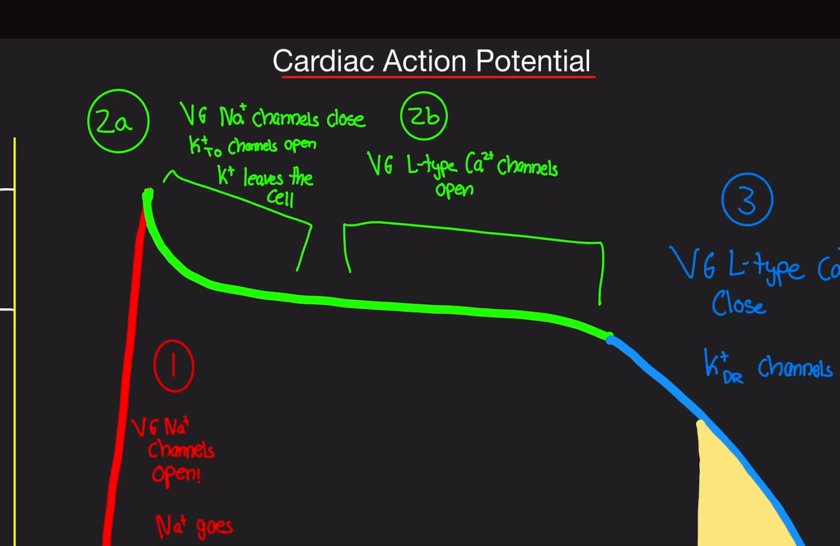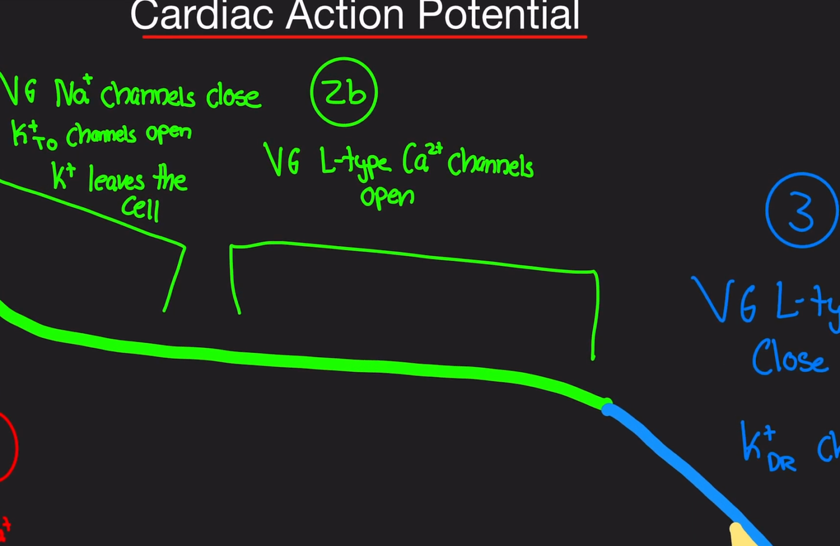Okay. The next thing is that voltage-gated L-type calcium channels open. Just like those potassium channels, we have different types of calcium channels. In fact, we have so many types of calcium channels. We have T, L, N, P, Q, R. So many types of calcium channels. The one in the heart is the L-type calcium channel.